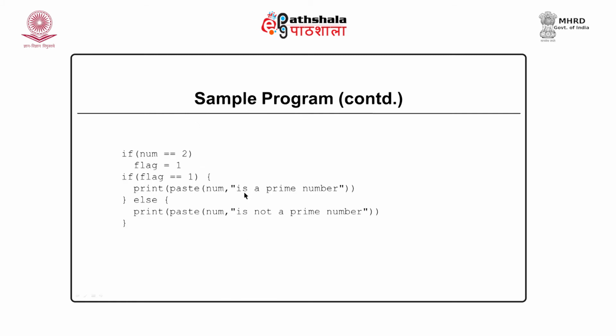The same program is continuing. You can see there is a special case for num, value is 2, and finally, when we say if flag is 1, we say the number is prime or the number is not prime.